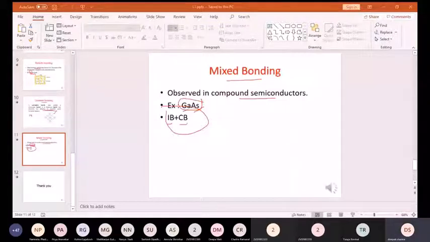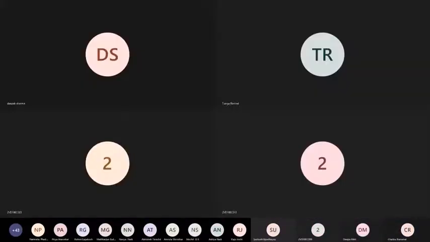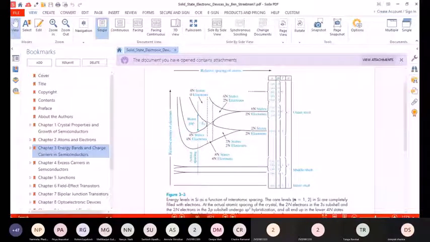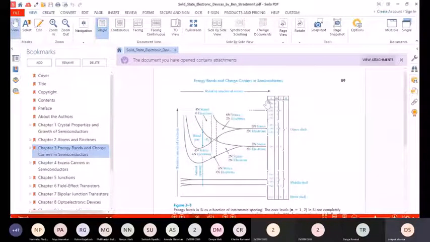After that, we went towards the energy bands. What are you people able to see now? Just a second. Share it. Are you able to see the energy diagram, energy band diagram? Yes. Yes, sir. Yes, okay.